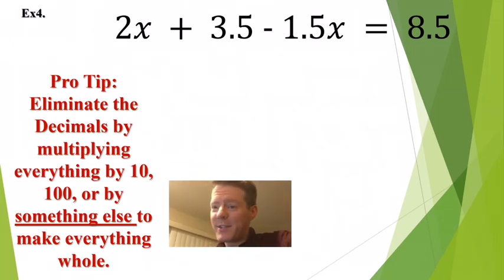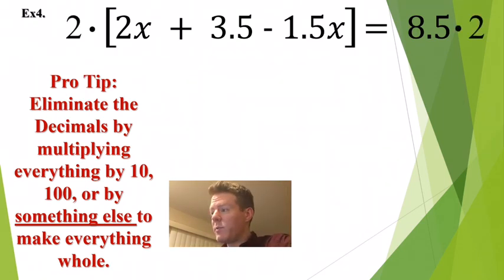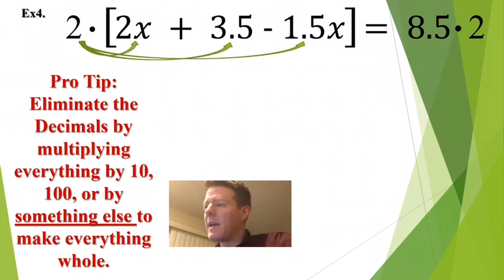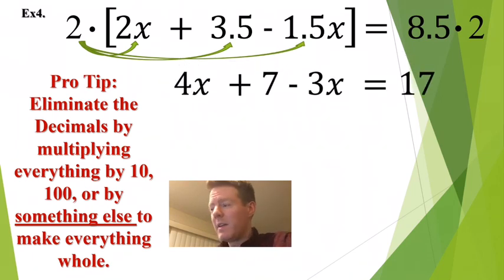Now that something else here is kind of the trick, because if I look at this problem, I notice that everything ends in 0.5. So if I double everything, then everything will be whole. So that's what I'm going to do. I'm going to double everything in the problem. So I put times 2 on both sides of the equation. I'm going to expand that times 2 to all the terms on that side. So if I double 2x, I'll get 4x. If I double 3.5, I get 7. If I double negative 1.5x, I get negative 3x. And then if I double 8.5, I get 17. So now I have an equation that only has whole numbers in it, and it will have the same solution.